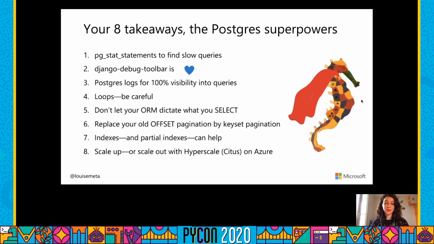Don't let your ORM dictate what you're selecting. Think about using only. Think also about using raw SQL sometimes. That could help. If you are already using pagination and you're using pagination with offset, try to use Keyset pagination. It's going to help you a lot. If you're not using pagination, lucky you, you can start straight ahead with Keyset pagination.